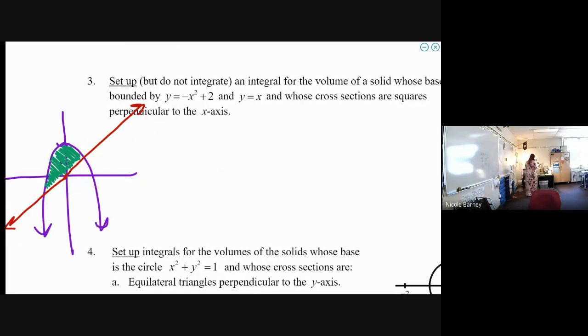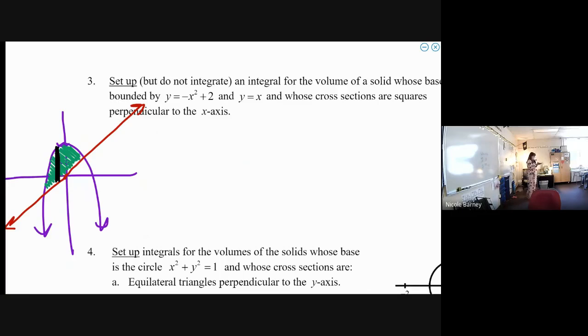And then it's asking us to make cross sections that are perpendicular to the x-axis, which means my cross sections are going to go like this. I'm going to stack them this way. If they're perpendicular to the x-axis, everything's going to be in terms of x. We already have all of our functions in terms of x, so that's a great start.